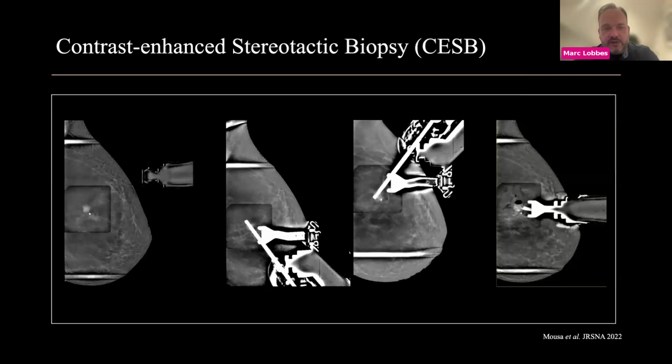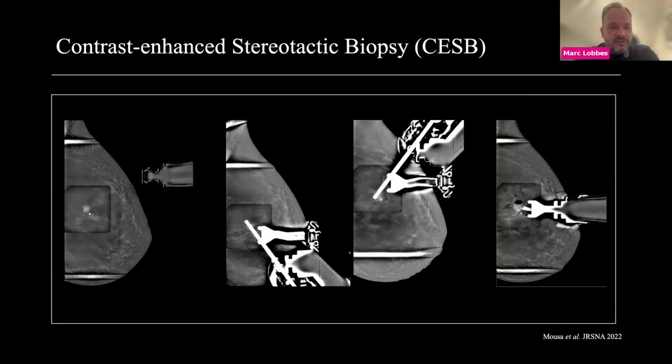The next thing that we can recently do with contrast-enhanced mammography is contrast-enhanced stereotactic biopsy. We've been doing that in our hospital from October last year. It works very nice. Of course, it's always very interesting to learn any new technique. But for everybody who likes to ask how this works, it's just stereotactic biopsy with contrast.